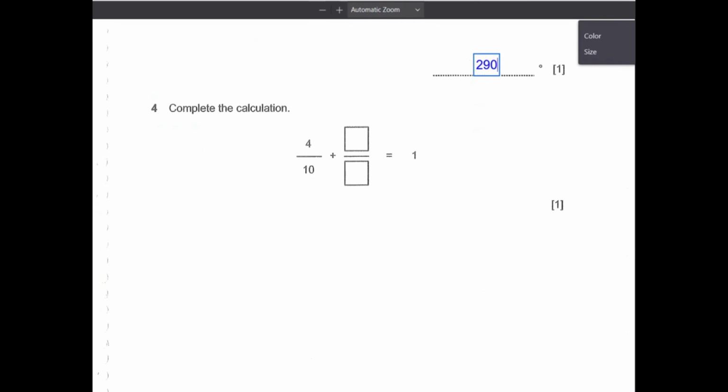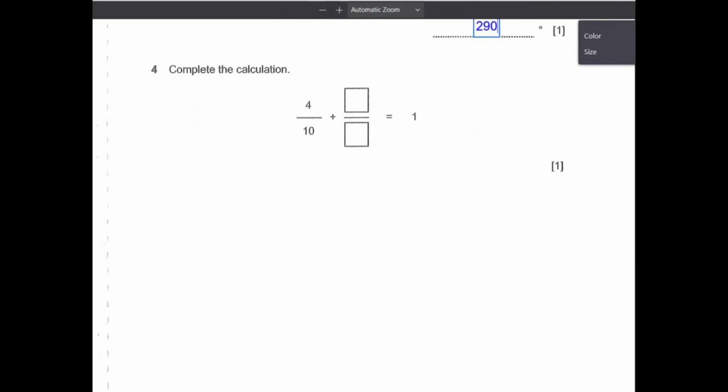Number 4, they say complete the calculations. You've got 4 over 10 plus a missing number is equal to 1. 4 over 10 plus 6 over 10. Exactly. It's going to be 4 over 10 plus 6 over 10.